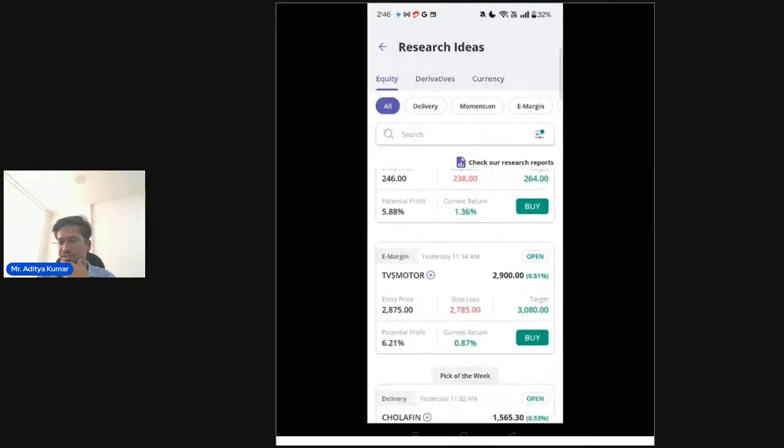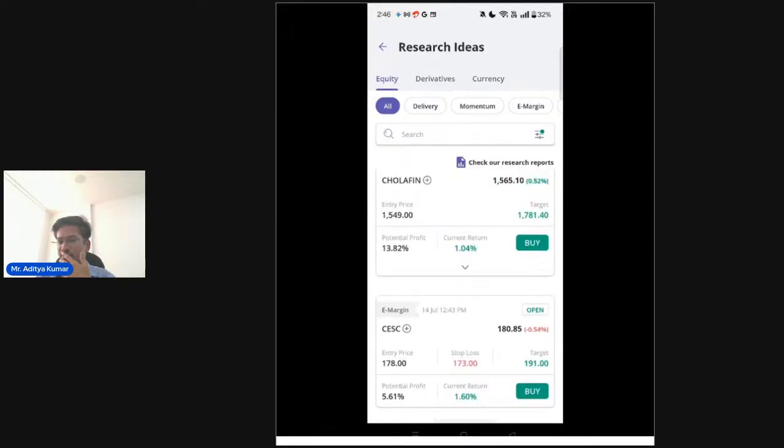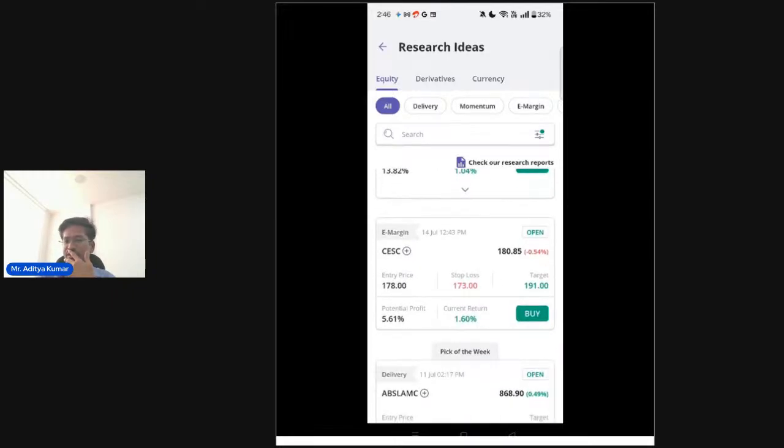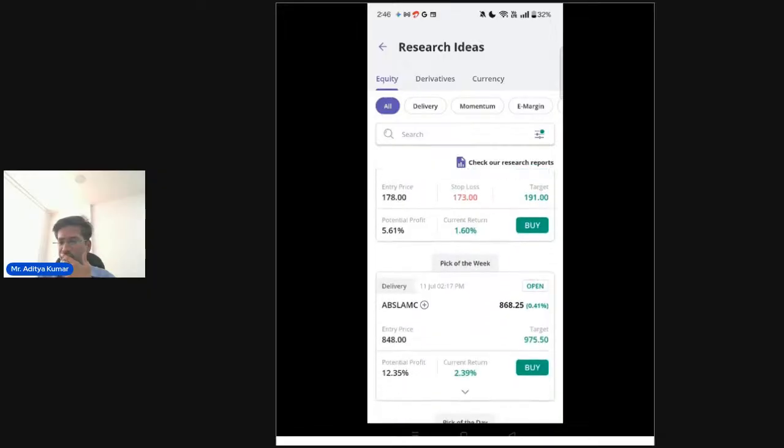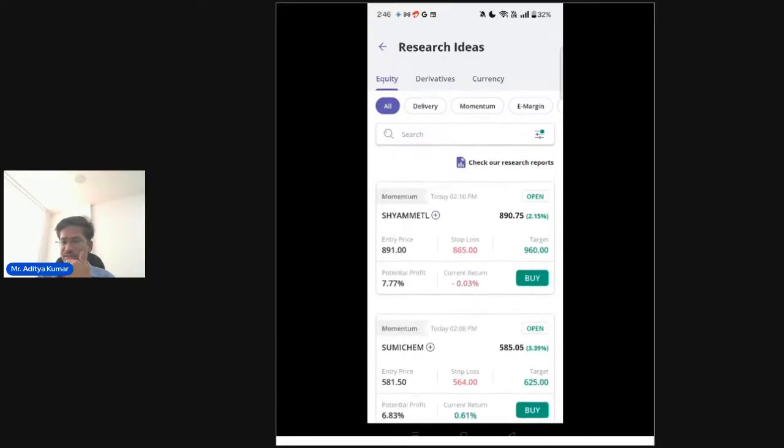section. Here you can see there are a lot of stocks, like pick of the week is also there. Stocks that you can trade on margin are also written higher up, above the stock. So these are the things that you can go through on an everyday basis.